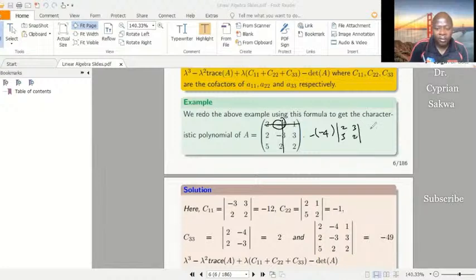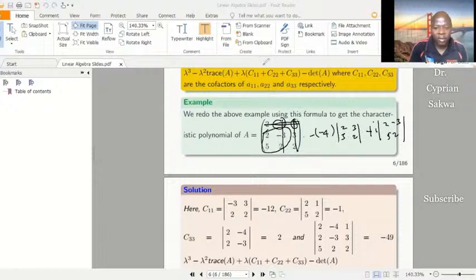Then plus the determinant, I'm doing it along the first row. When I delete the column of 1 and the row of 1, I'm left with this matrix: 2, negative 3, 5, 2. So when you do that, you'll have the determinant of matrix A.